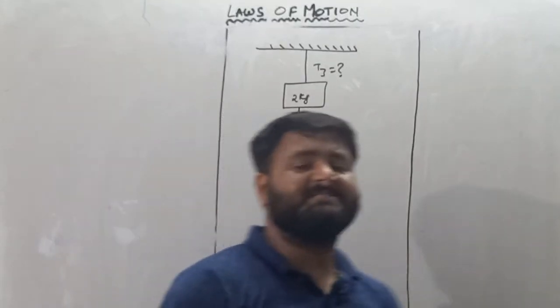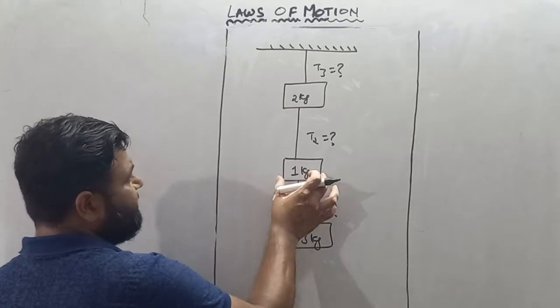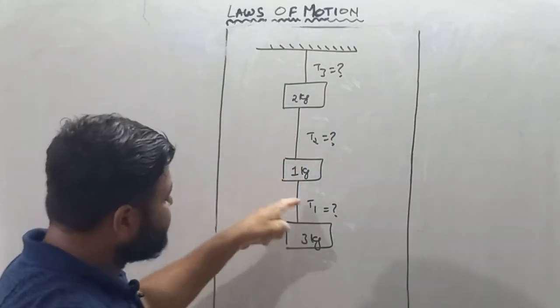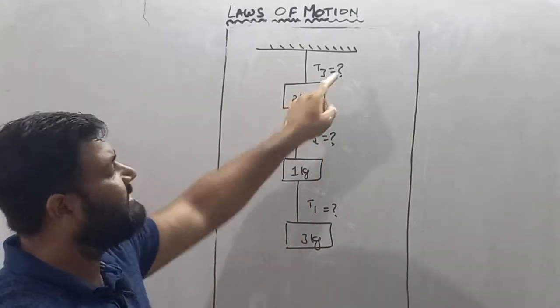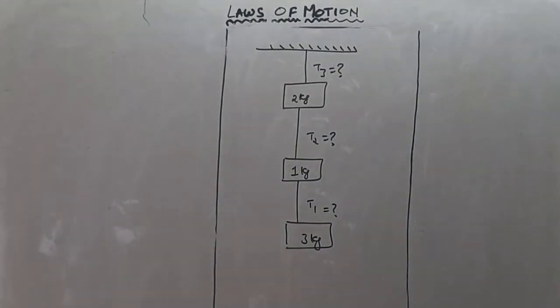So we have a system, my dear students. See, 3 blocks are there, 3 kg, 1 kg and 2 kg. In these strings, T1 is there, T2 is there and T3 is there. So the question is, if the system is in equilibrium, then find the value of T1, T2 and T3. We have to find the value of T1, T2 and T3 if our system is in equilibrium.